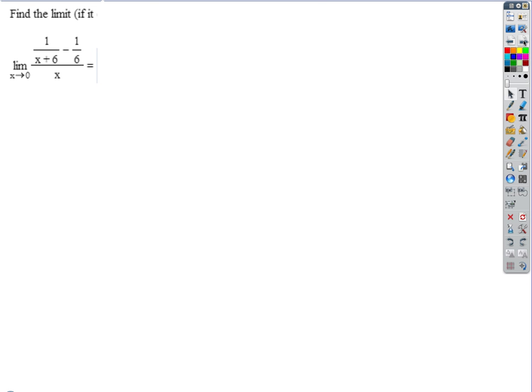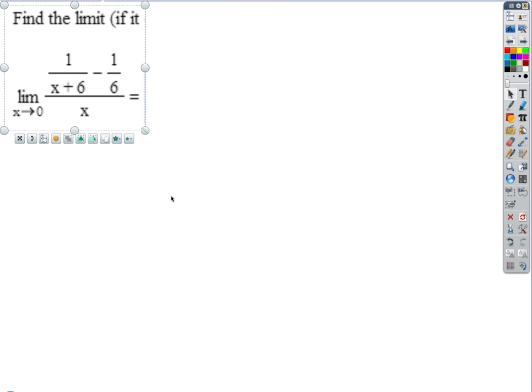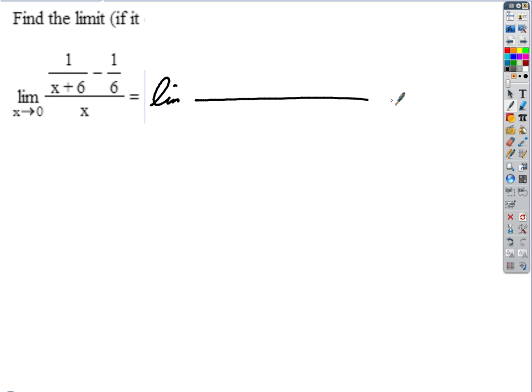Okay, what do we do with this kind? We've got a bunch of fractions. Common denominator. Good. Yeah, we're just going to simplify normally and cancel like factors when we get the chance, right? So on the top, what am I going to do to this first fraction? What's my common denominator going to be? 6 times x plus 6. Oh, okay, so I multiply this one by 6 over 6.